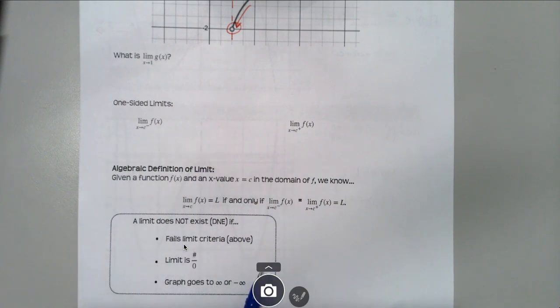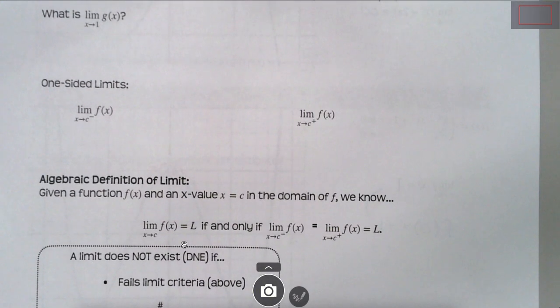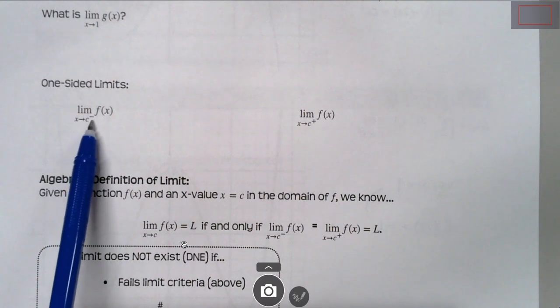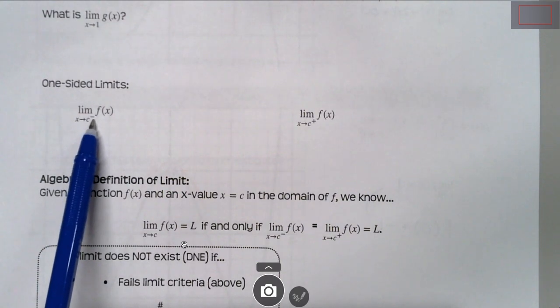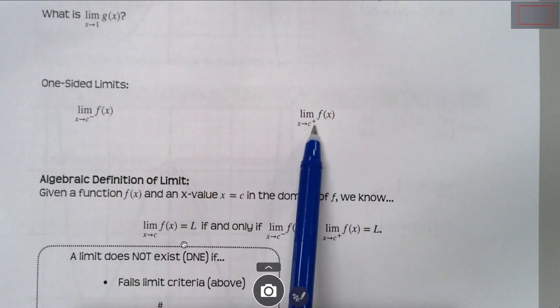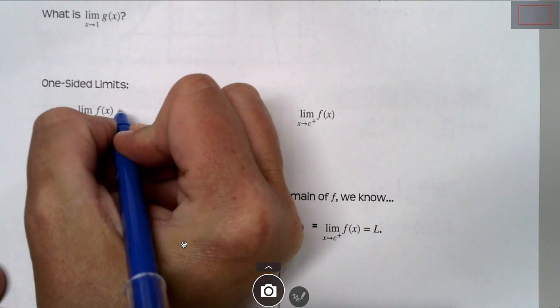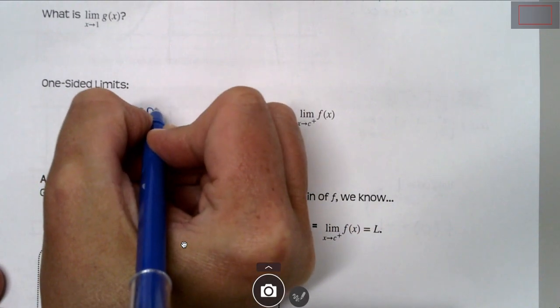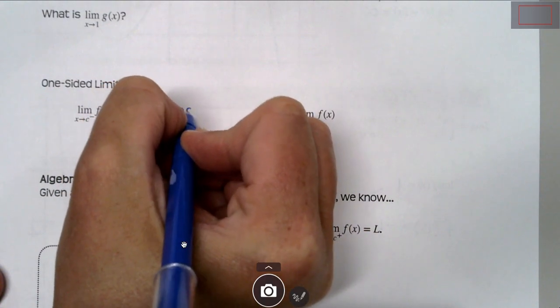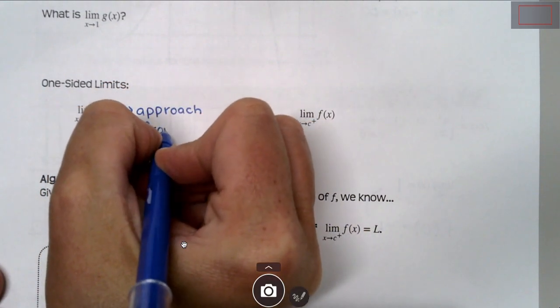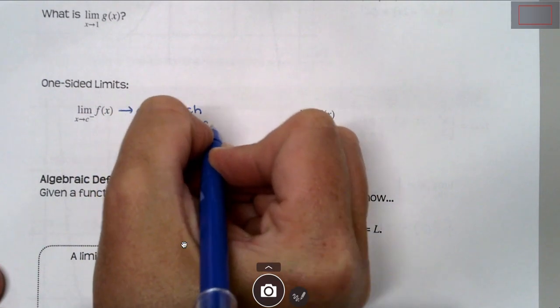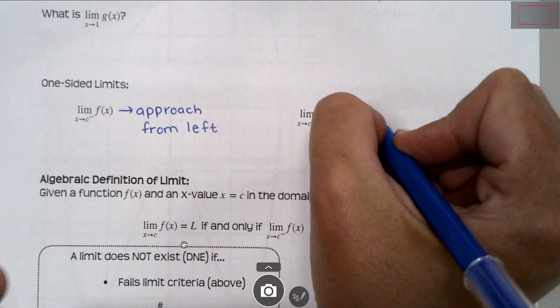Okay, so when we're talking about that whole idea of walking in from the left and walking in from the right, that's what this notation is talking about. And I actually might try to zoom this in some so you can see that. If I'm coming in from the left, I use a little negative sign as a superscript here. If I'm coming in from the right, I use a positive sign, which should make sense to you because on a graph, the left side of the graph is negative and the right side of the graph is positive. Okay, so this is a limit approaching from the left. And this is a limit approaching from the right.